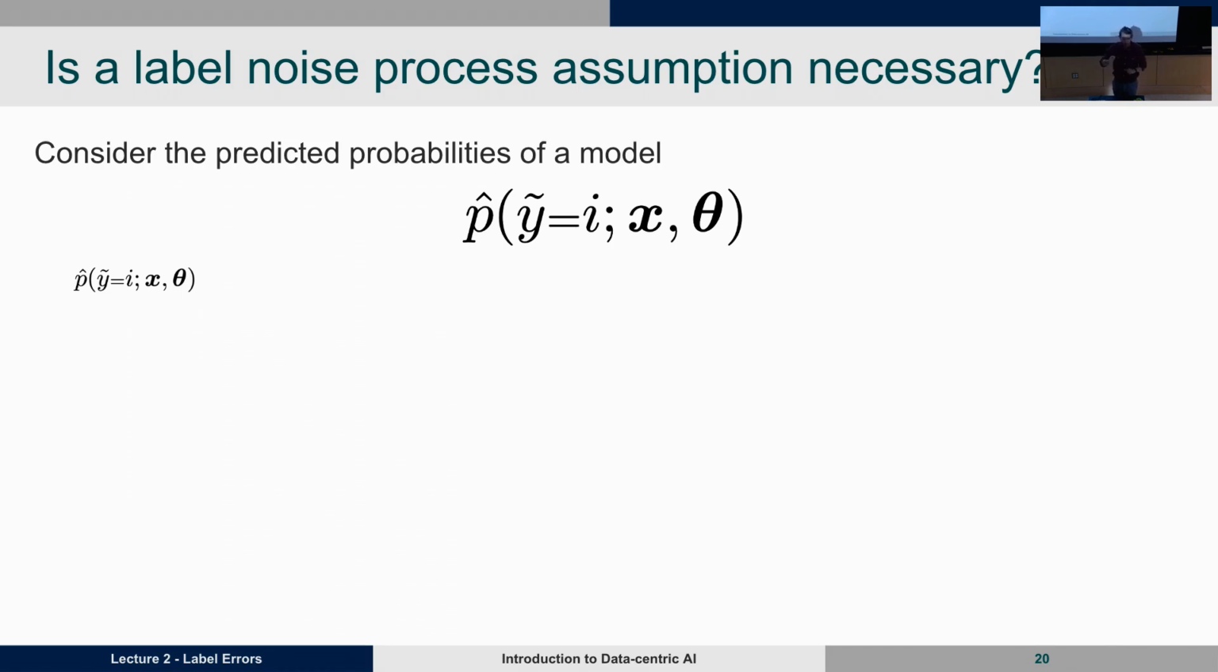Theta is our model. We feed it an example X, and it outputs a predicted probability over all the classes. And this is the predicted probability of class i for example X from model theta. Are we okay? Okay, sweet.